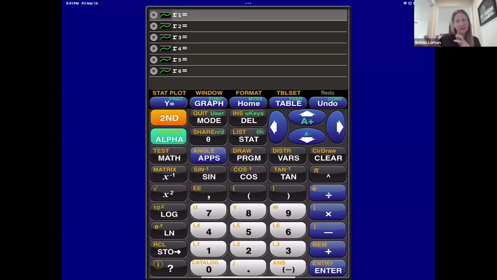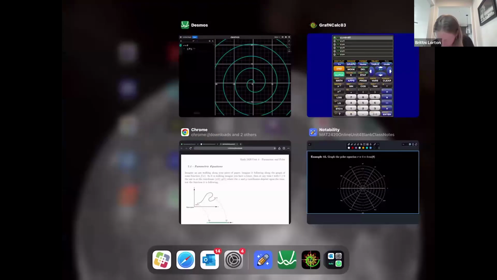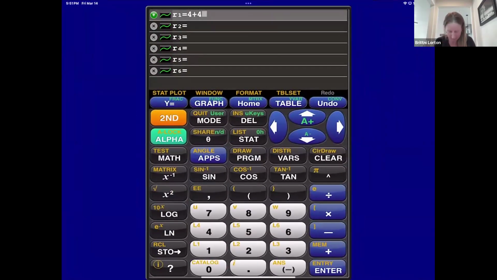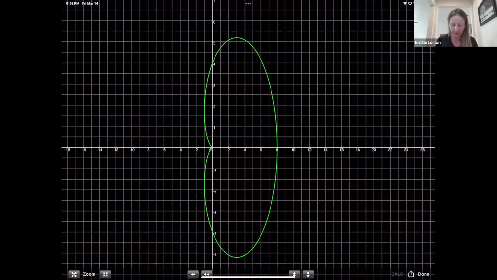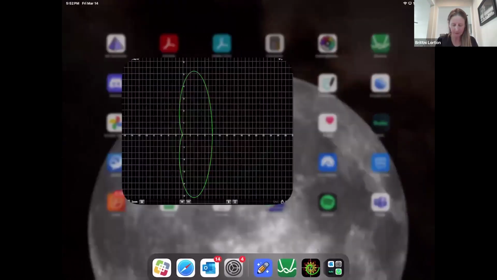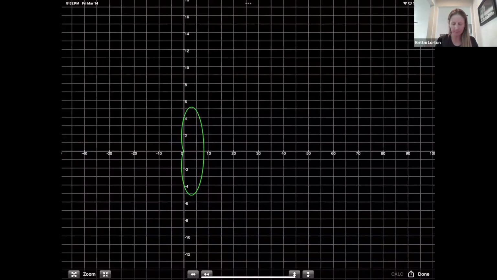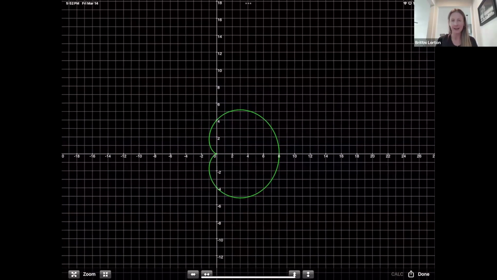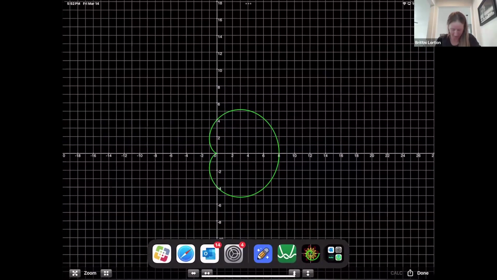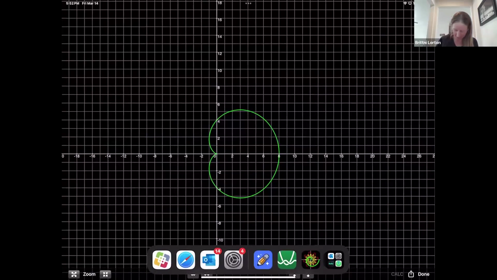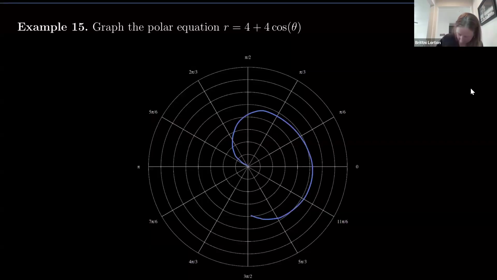Mine looks a little different than yours because I have just the iPad version, so I apologize. 4 plus 4, forgive me, I don't remember what it was. It was 4 cosine of theta, and then I'll graph that. And you can see that it's also this nice little mini heart on its side. Okay, so we can graph that. It looks a little something like that.